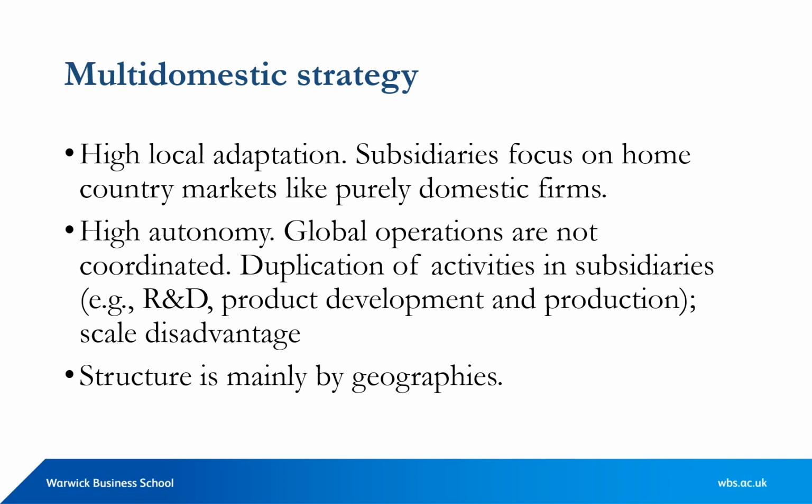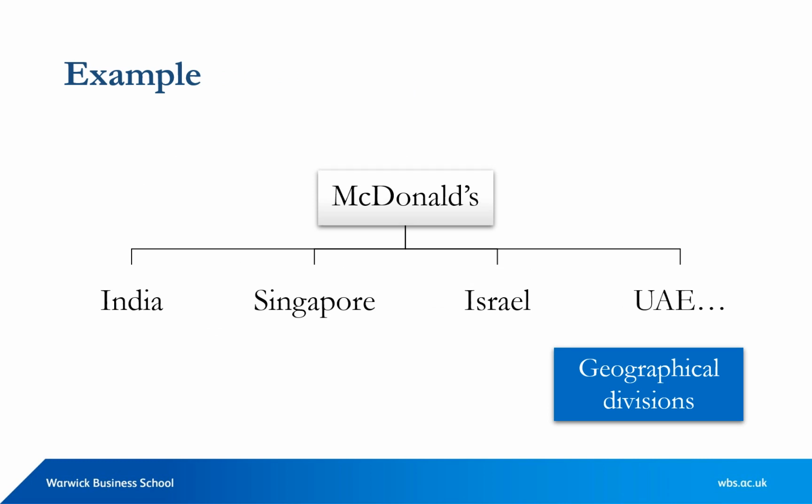Such multinationals are organized by geographical units. Many FMCG companies like Unilever and Nestle have traditionally followed multi-domestic strategy. In 1960s and 70s, Philips followed the same strategy. Here we have taken the case of McDonald's, which adapts its operations and offerings significantly to the local demands. Operations of McDonald's India is not much integrated to the operations of McDonald's USA, Singapore, or Israel.